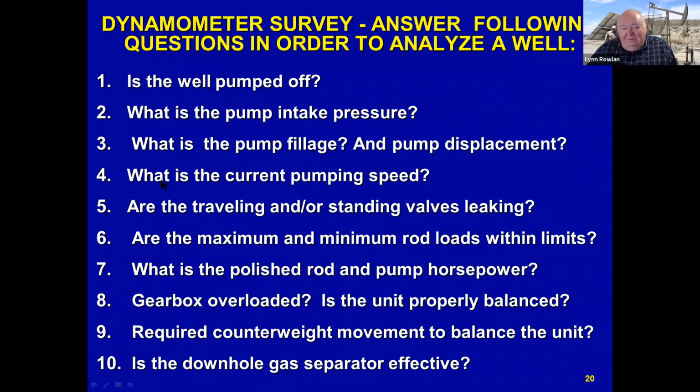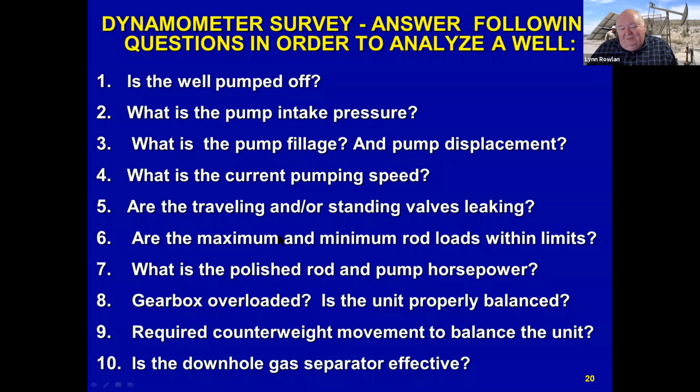Since we're measuring acceleration, we can determine the pumping speed. We can see whether the valve that's on the upstroke, called the traveling valve, is leaking in the sucker rod pump down at the bottom of the tubing, or is the valve at the bottom of the tubing, called the standing valve, that's supposed to hold the liquid in the tubing on the downstroke, is it leaking? We can see that based on the shape of what we call the pump card.